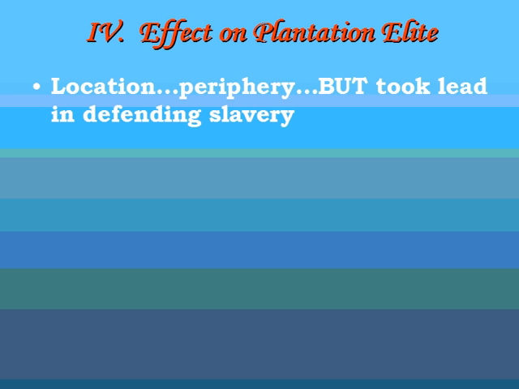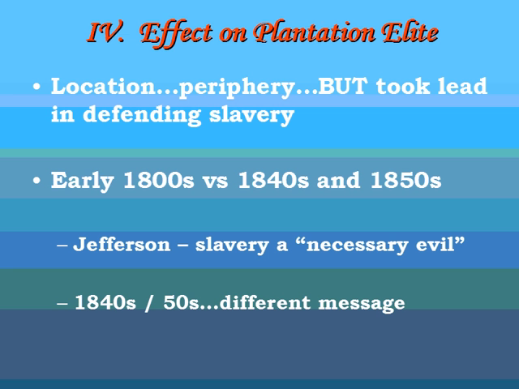These folks were located on the outer edges of the South. So if we look at the South as a geographic unit, these guys are on the periphery. They're on the outside. The Chesapeake is the very northern part of the South, and Louisiana and the sugar plantations would be the furthest west. They're going to be the ones who take the lead in defending slavery. So this is the old plantation elite.